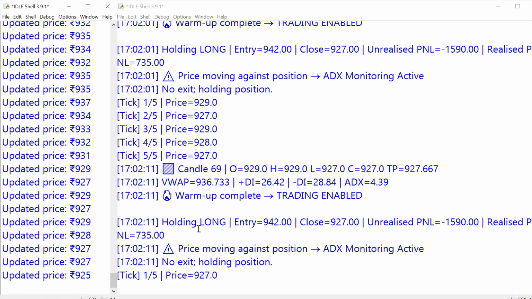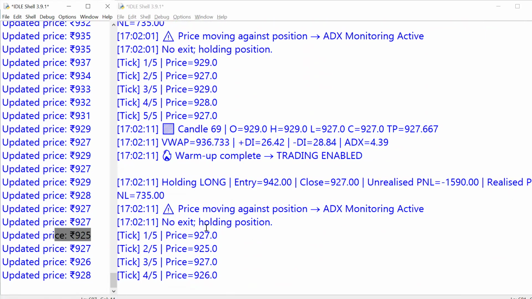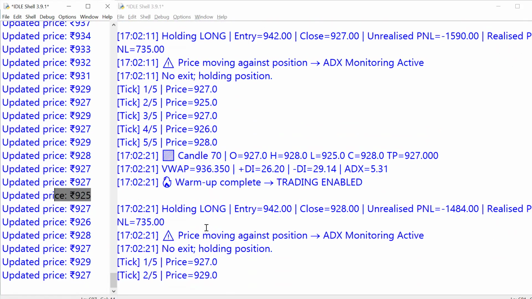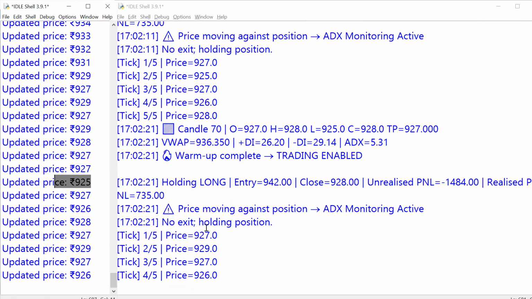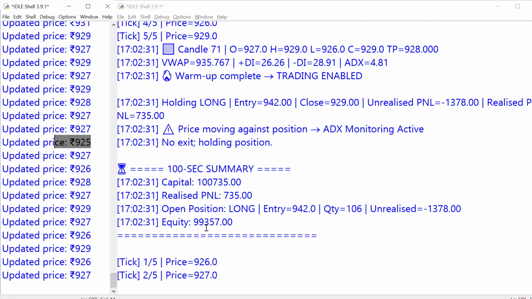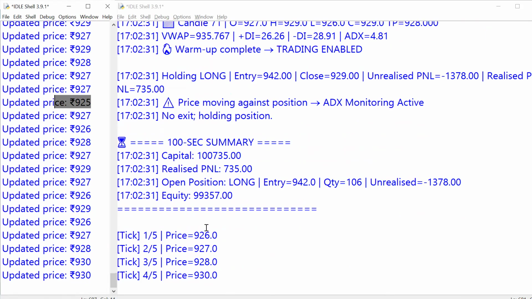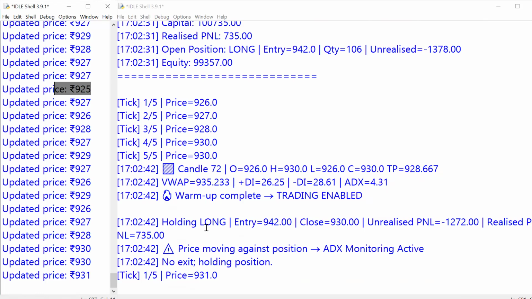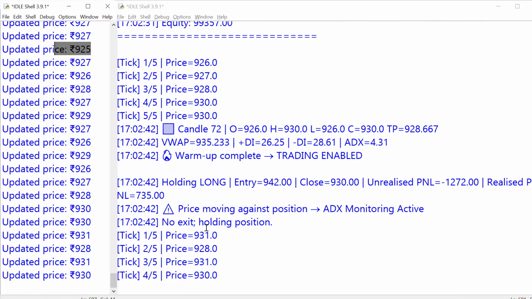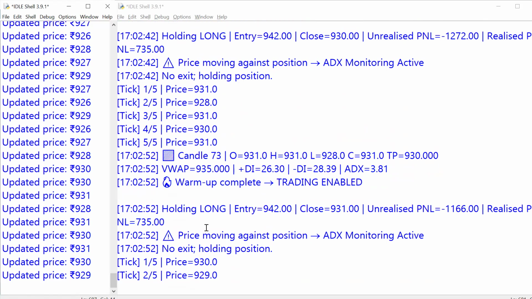Okay, 942 is our entry, 925 is the point, but still the trend has not been detected by ADX. ADX says, wait, don't book a loss. I'm there to monitor. If the trend changes, I'm going to say book the stop loss. But ADX is currently not saying anything to us. ADX is just monitoring whether the trend has actually changed against us, or it's just a small change in price, which always happens in the market. ADX says, wait, I'm still monitoring.